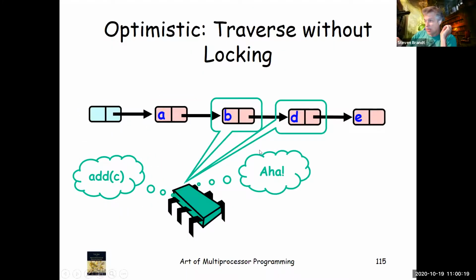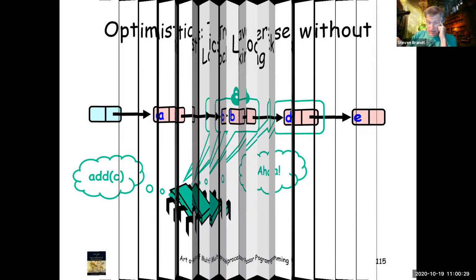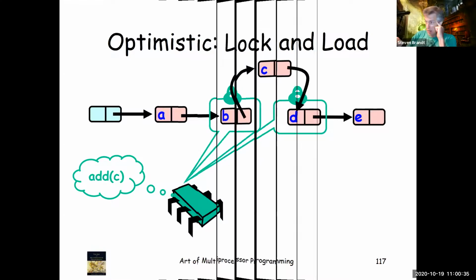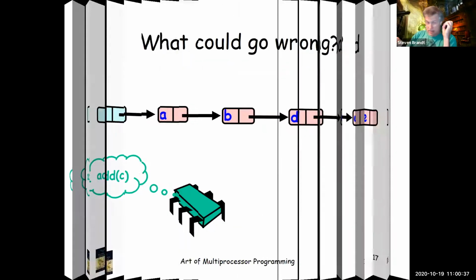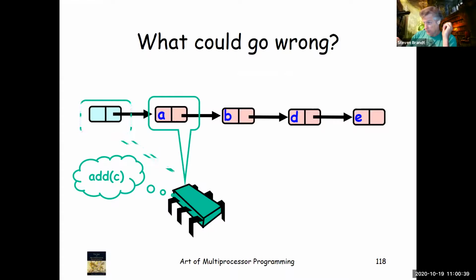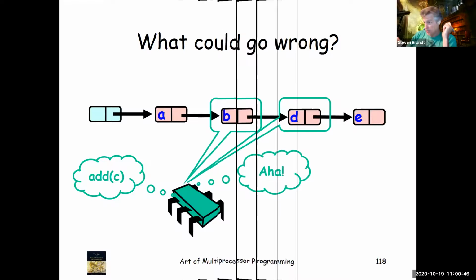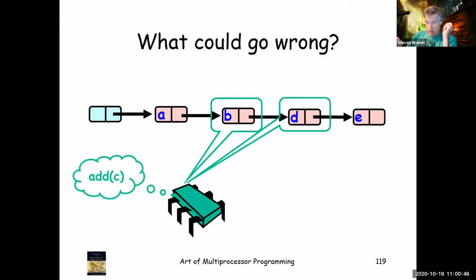So we searched from the head and we found the pair we wanted. We want to add C in the middle, between B and D. And so we're going to lock those. Then we're going to insert C. So what could go wrong with this? So let's look at it happening again. We found the pair that we want to work on.